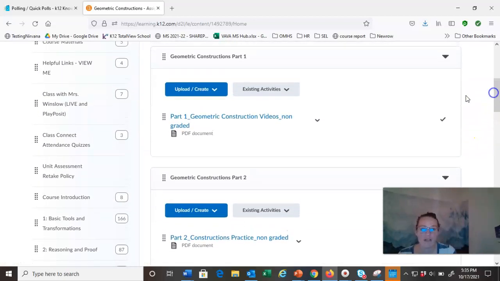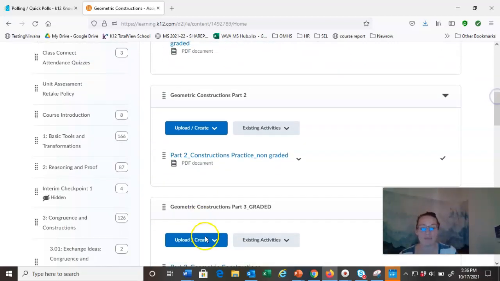So the first part is a document that has maybe 6 or 7 videos for you to watch and practice along with the video, creating those constructions like bisecting an angle or copying an angle, things like that. Part 2 are some practice sheets for you to do on your own, ideally without the video. So you've practiced with the video, you're getting comfortable with it, and then you can try it on your own. And then part 3 is the graded part.